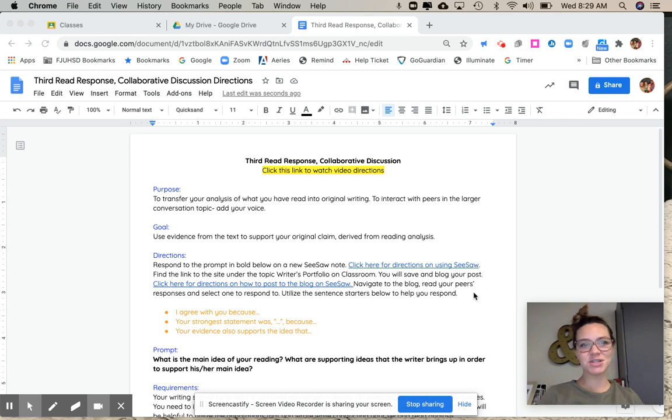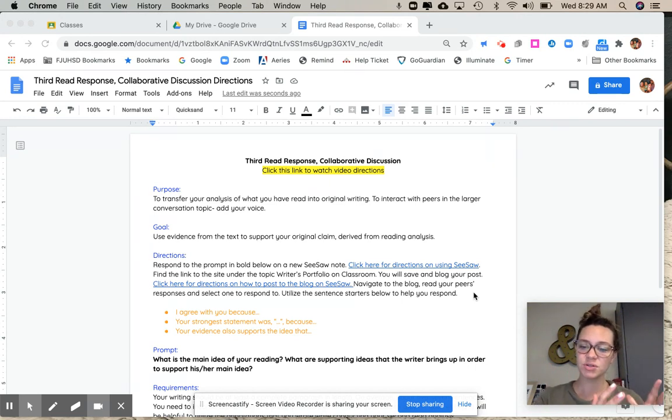Here are some quick directions on how to conduct the third read response for a collaborative discussion. So the purpose of this activity or this discussion is to transfer your analysis of what you have read and what you've annotated into your original writing. The third read is where you produce something based off of your first two reads.